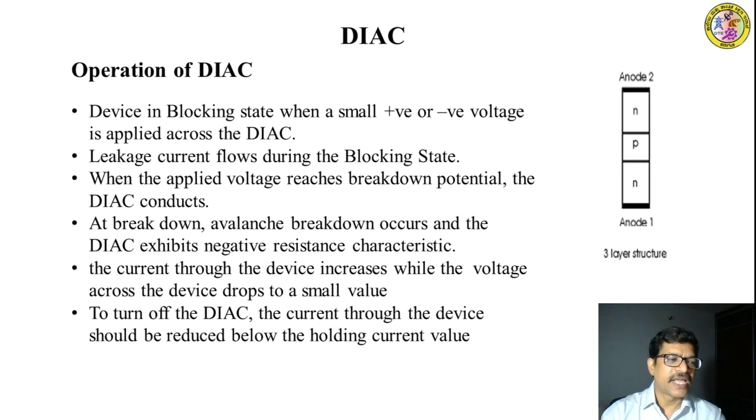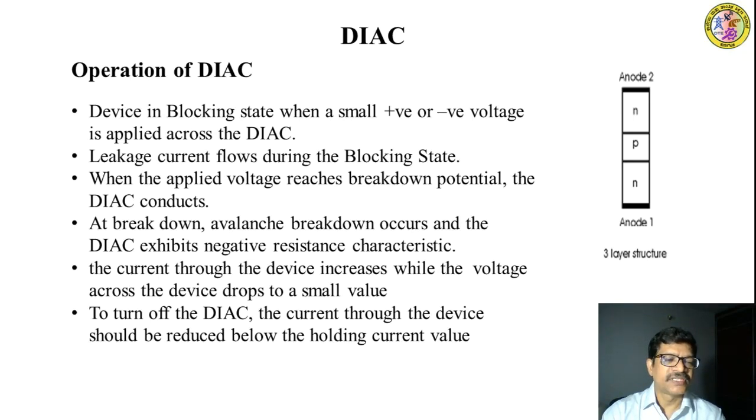Operation of DIAC. When a positive or a negative voltage is applied across the terminals of the DIAC, only a small leakage current flows through the device. During this period, the device is in non-conducting or blocking mode. As the applied voltage is increased, the leakage current continues to flow until the voltage reaches breakdown potential.